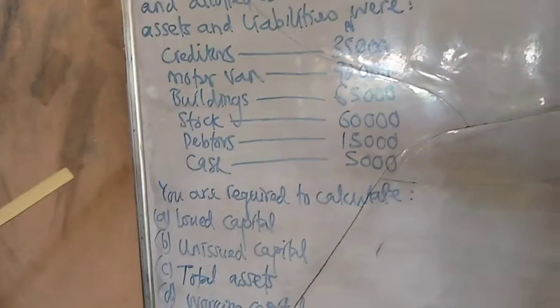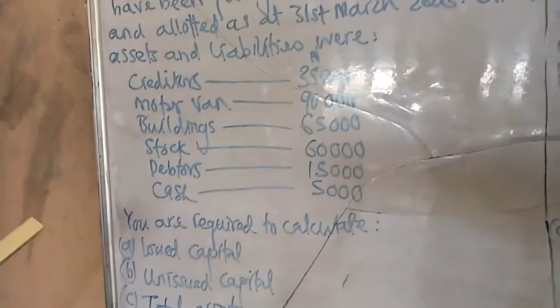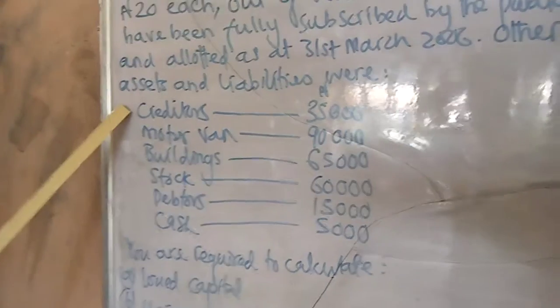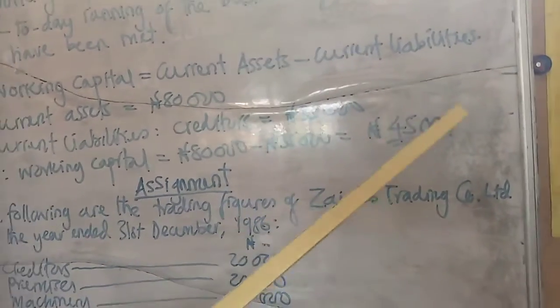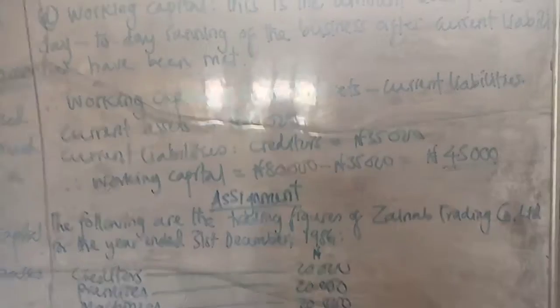Let's go back to the question, the information supplied to us. So our current liability, that is money owed by the business. So what are the money owed? So it's creditors, which is 35,000. So 80,000 minus 35,000 gives you 45,000 as your what? As your working capital. So you can see, that is it.